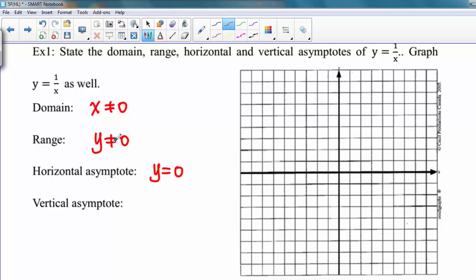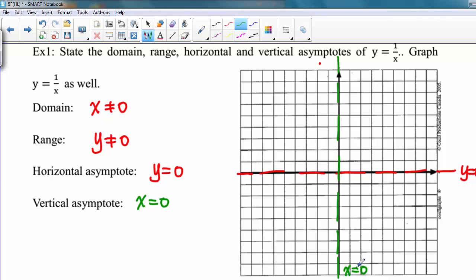Y cannot be 0. That means the graph cannot touch this line, the y equals 0 line. So this line becomes the horizontal asymptote. Likewise, the restriction in the domain, x equals 0, becomes the vertical asymptote, because x cannot be 0. So the graph cannot touch this vertical line either.